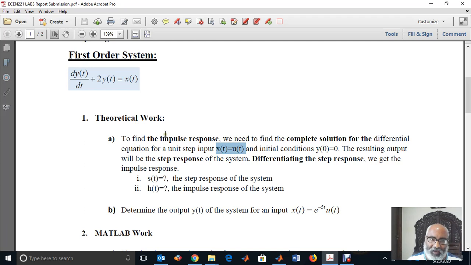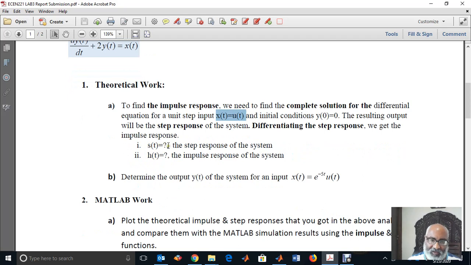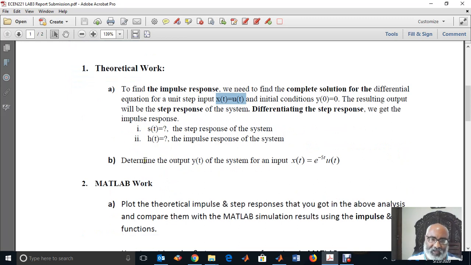Okay, so you will find the complete solution considering x of t equal to u of t and initial condition 0. That will be the step response. You differentiate, or you find the derivative of the output with respect to time. That will be the impulse response of the system. So you need to get s of t and h of t. S of t is the step response of the system, and h of t is the impulse response of the system. This is part A of the theoretical work.